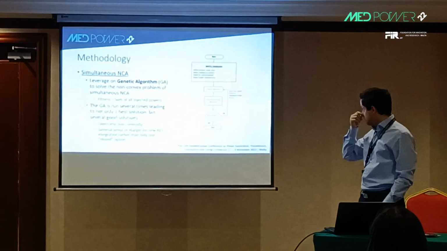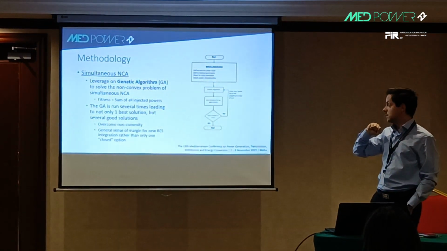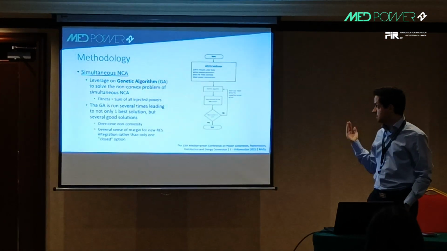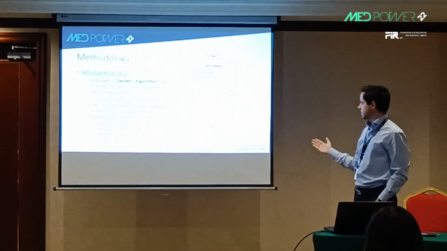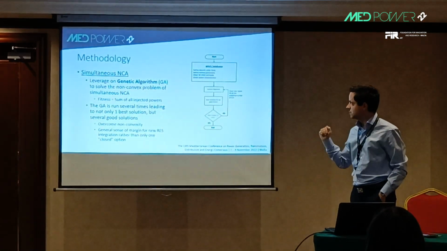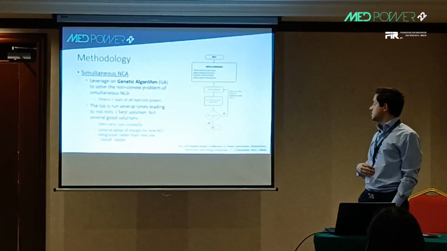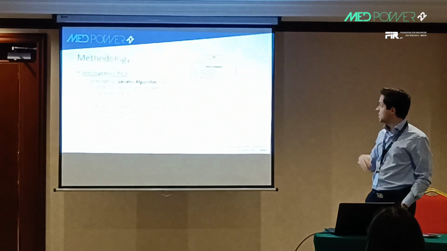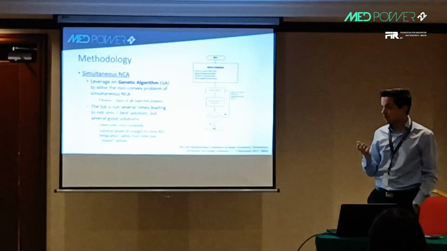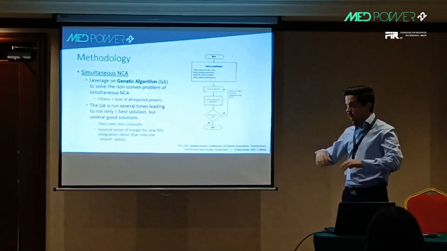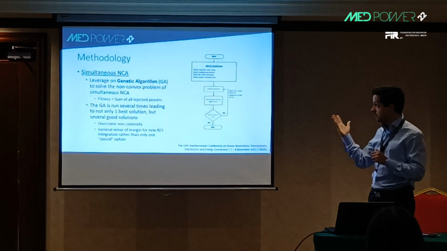These results will then be boundaries for the simultaneous NCA, which will solve the NCA problem, nodal capacity allocation, but simultaneously, so for every candidate bus that we want for that particular grid. For this, we use a genetic algorithm. In this case, the fitness of the problem that we want to optimize is the sum of all injected power. So again, we want to maximize the total power injection in the network.